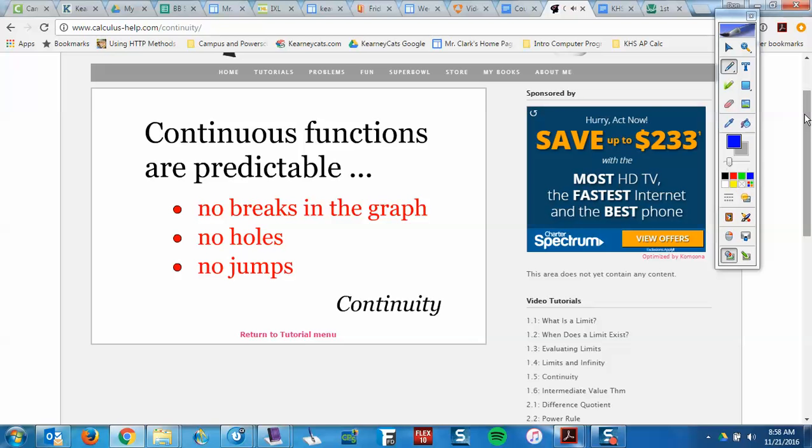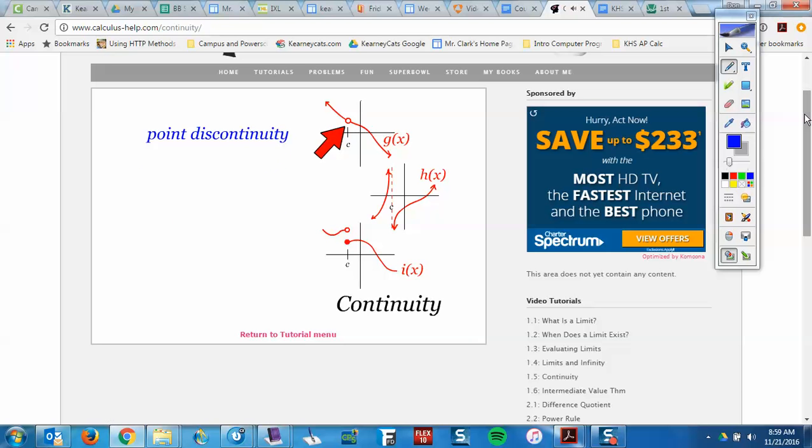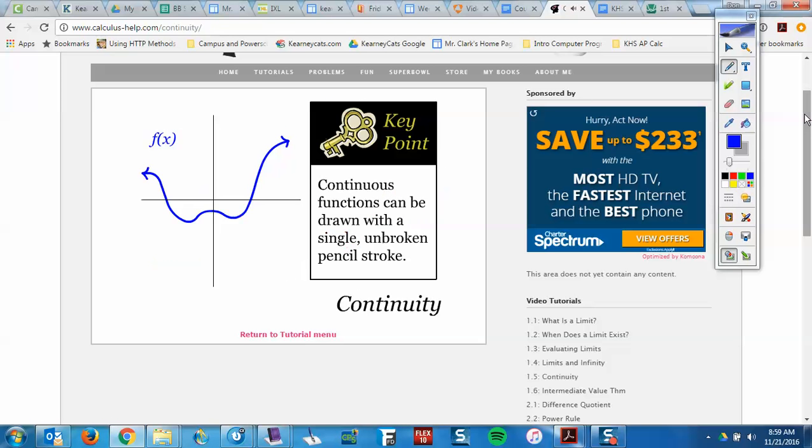But enough talk. Let's take a look at some pretty pictures. Now this function f is continuous, but these, g, h, and i, they're not continuous. Each of them, in fact, is discontinuous for a different reason at the x value of x equals c. See, now this one, on g, you've got a little hole in the graph. That's called point discontinuity. Over here on h, you've got a vertical asymptote that breaks the graph. Now this is called infinite discontinuity. And finally here on graph i, you've got a graph that just plain snaps in the middle. And that's called jump discontinuity.